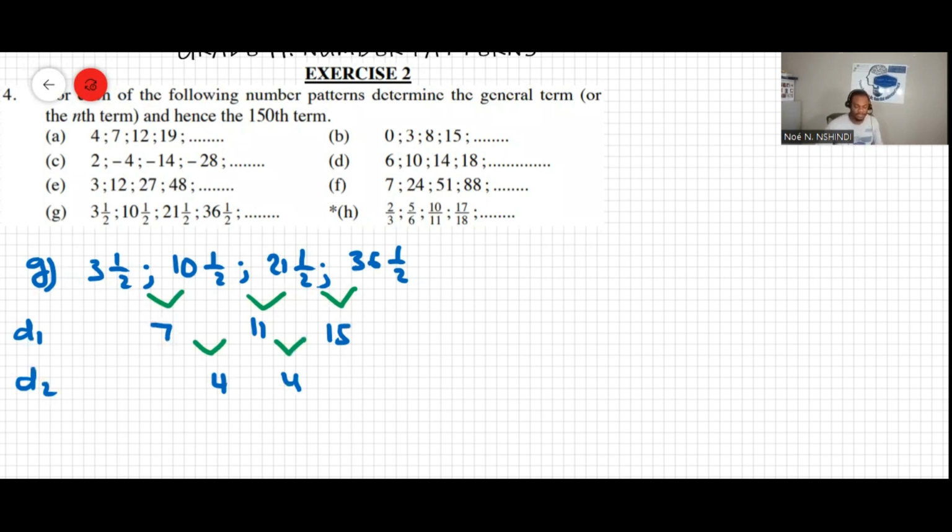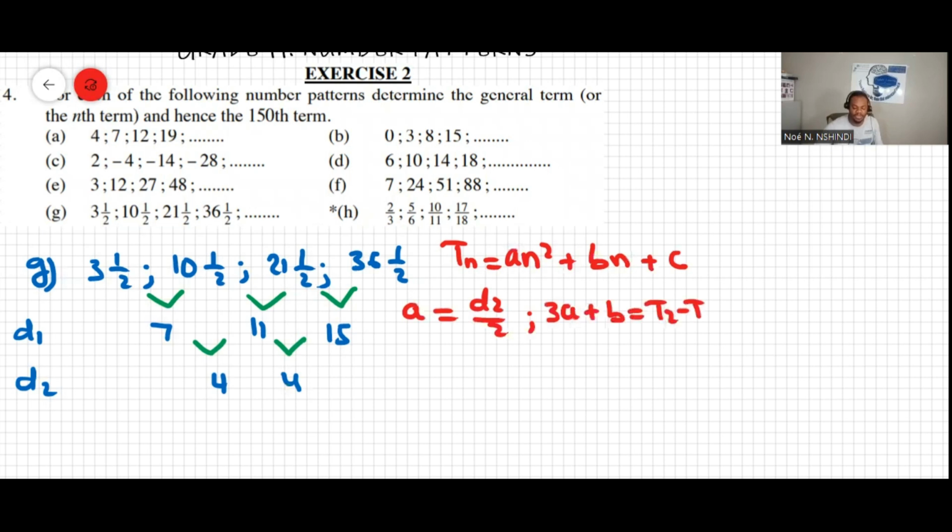Then we can say that Tn is an squared plus bn plus c, that general formula. And then a is the second difference over 2. 3a plus b is equal to t2 minus t1. And then a plus b plus c is equal to t1. Now we can solve for a. a will be equal to the second difference over 2, 4 over 2, so a is 2.